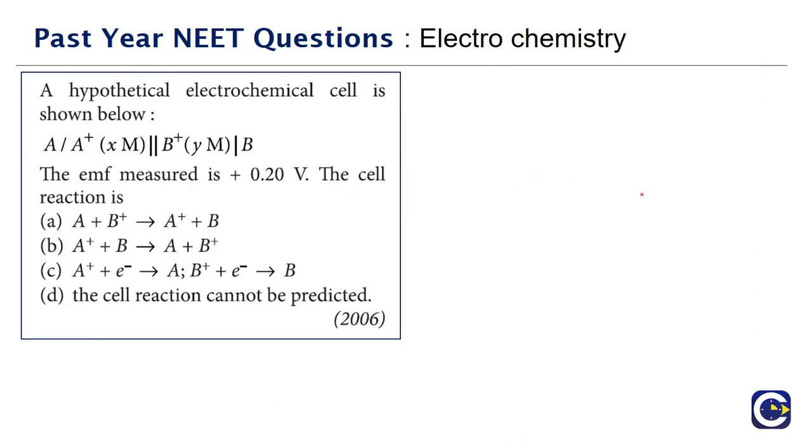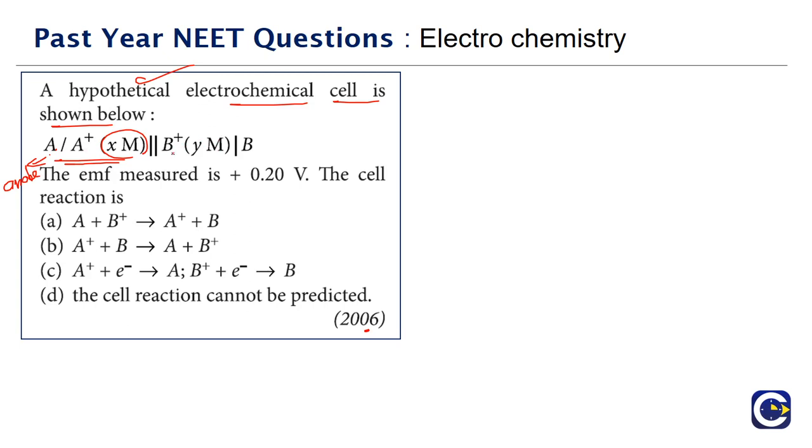Next we have another straight question. It's a question that came in 2006. A hypothetical electrochemical cell is shown below. A bar A plus, X molar concentration. Remember, our LHS is always the anode. We can see what is happening here: oxidation is happening here. A is converting into A plus.